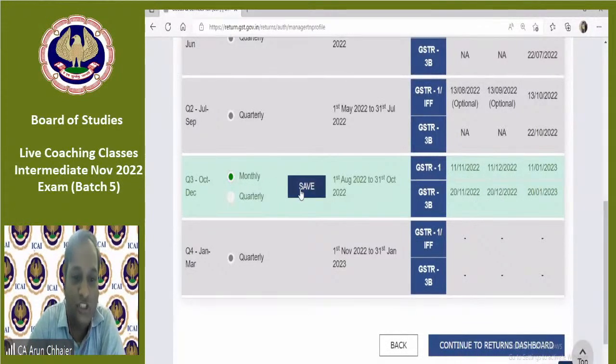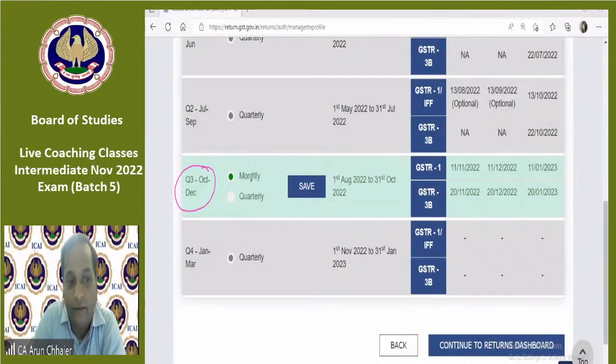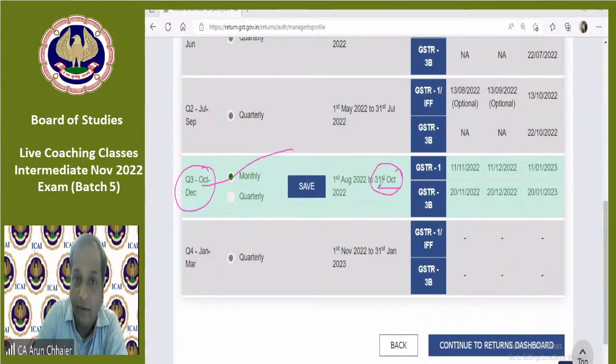My frequency would change. You can see that for October to December, if I would like to opt for QRMP, this option would be available. The last date is 31st October. And this option is available 2 months in advance. It means October, then back September, then back August. It means from 1st August to 31st October.